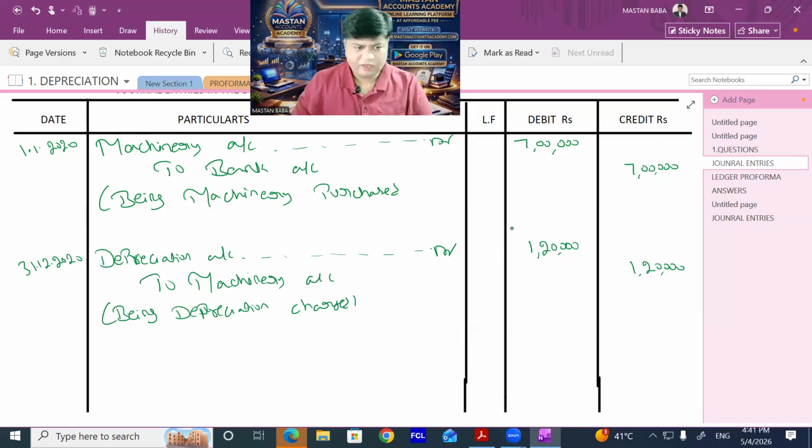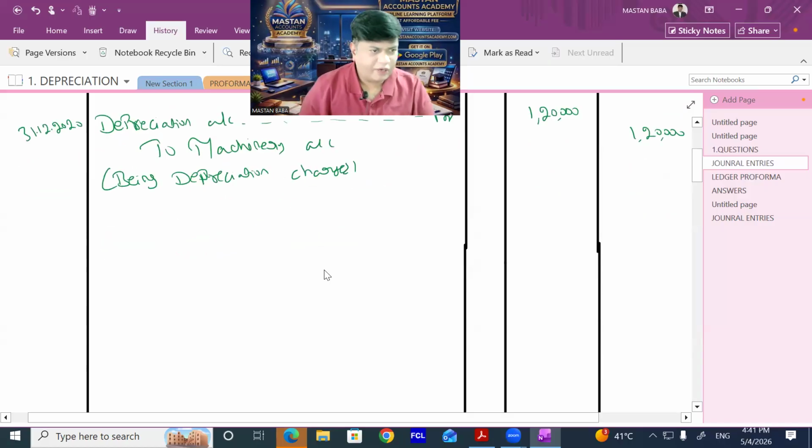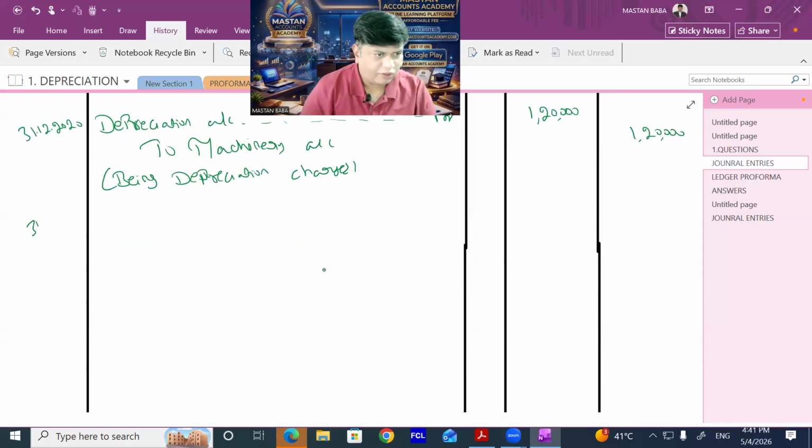And at the end of each year, I have told you that 2 entries will be repeated. So the first entry is completed. Same date, 31/12/2020. The depreciation that we have debited is transferred to the profit and loss account.